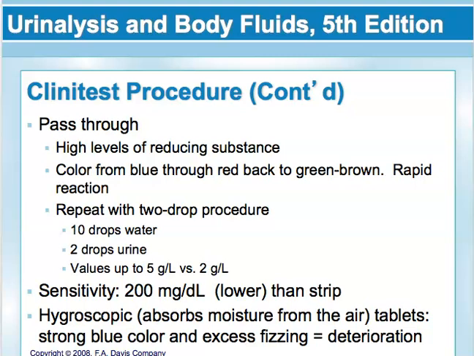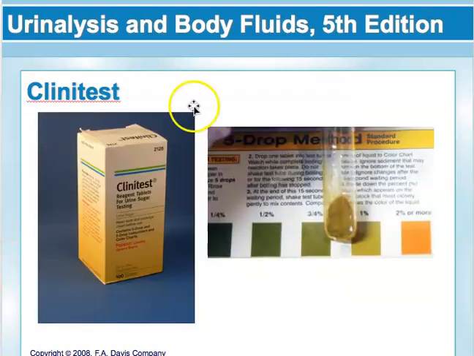When pass-through occurs, the procedure has to be modified to a 2-drop method. The sensitivity of this test is higher than that of the reagent strip reaction, and so it will detect smaller amounts of reducing substances, but it's not specific for glucose. And there's just a picture of the box, and here's the tube that the reaction has taken place in, and the manufacturer's color chart that you have to compare that final result to.